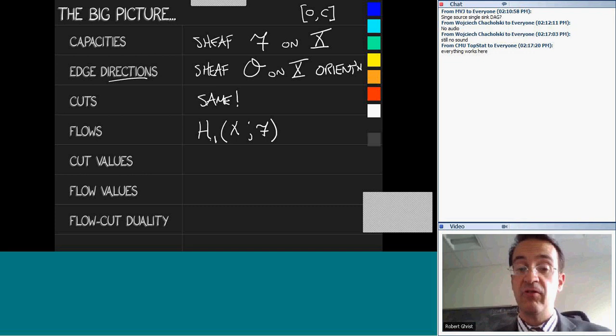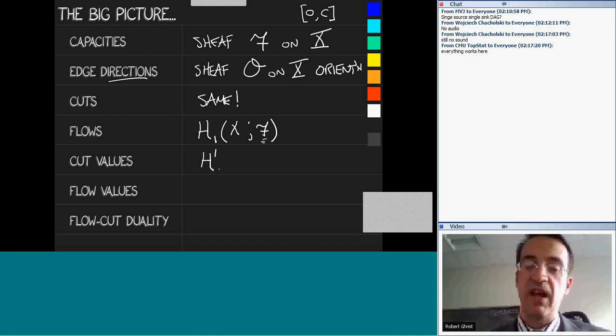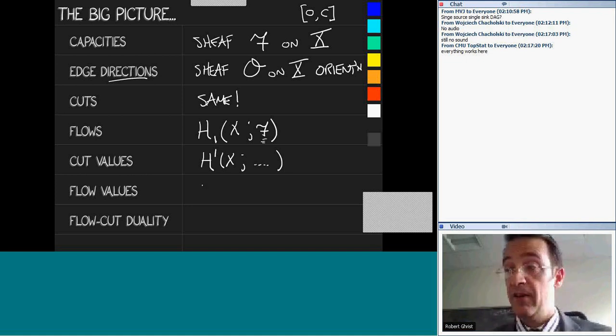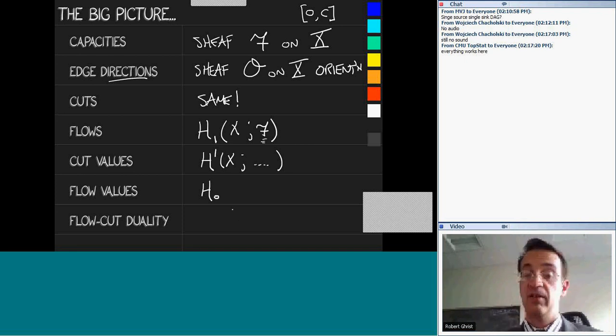H-flow-1 feels like a conservation law. And when coefficients in a capacity sheaf, you're legal. You've automatically satisfied that constraint. Cut values are going to be viewed in H-1 of your network, again, with the proper coefficients. I'll say what that is a little bit later. The flow values are going to reside in an H-lower 0.